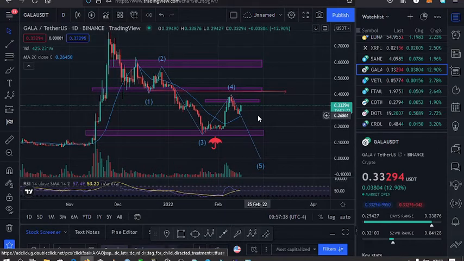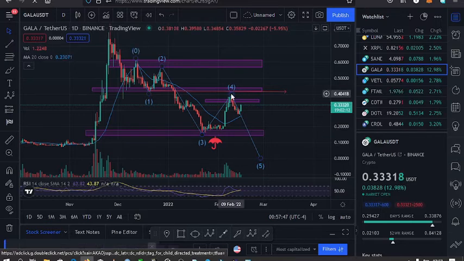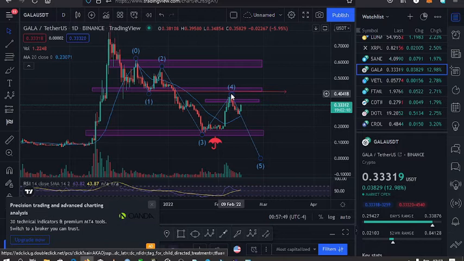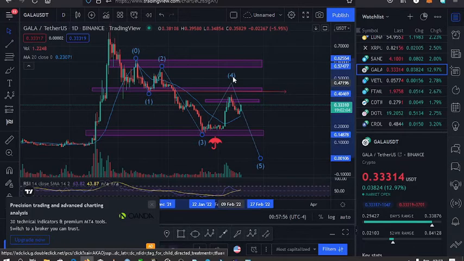And the first one is that now that we have made this wave 4 to around the $0.39 mark, and that was the first key target that I expected the wave 4 to touch, and anything above the $0.42 mark would be invalidating this Elliott wave pattern. So I expected that. So for me, this wave 4 move, I expected it.